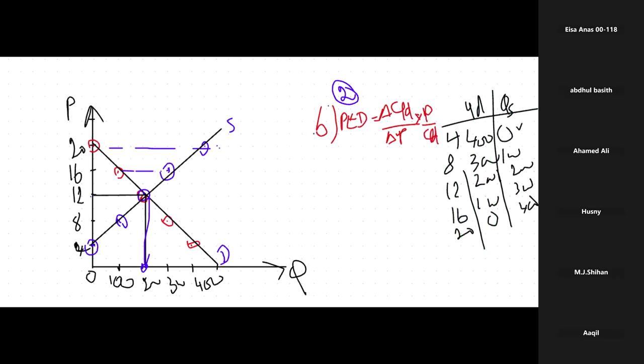The equation, a very simple equation that you can easily remember: PED is equal to delta QD over delta P into price over QD.